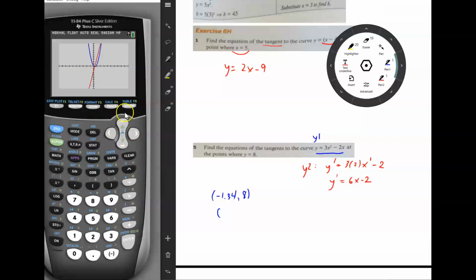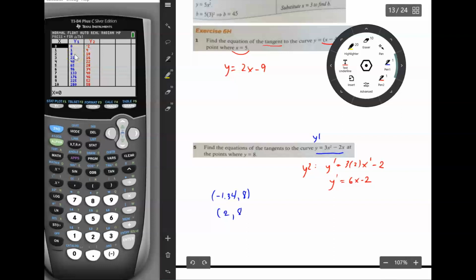So I changed the step size back to 1 again, and now I'm going to check. The other value of 8 was at 2, comma 8. So those are the 2 points they're asking for. And now we want to know the equation of the tangents at each of those points. Now that we know the x values, which are negative 1.34 and 2, I can go back and do second draw tangent again, right?